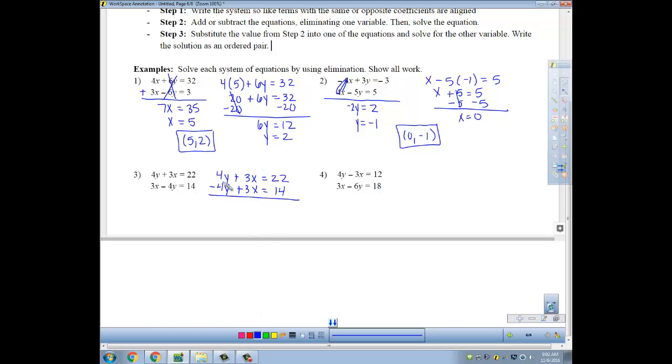Okay, so now I can eliminate my y's. 4y minus 4y is 0, so that's gone. 3x plus 3x is 6x. 22 plus 14 is 36, so x equals 6.